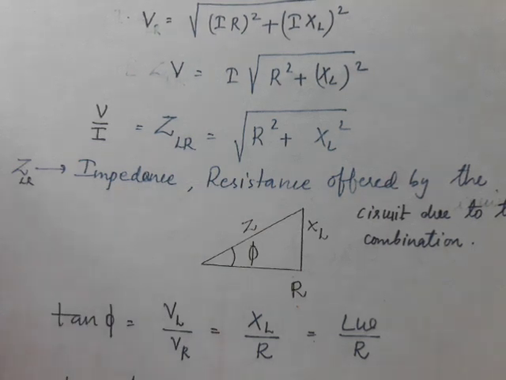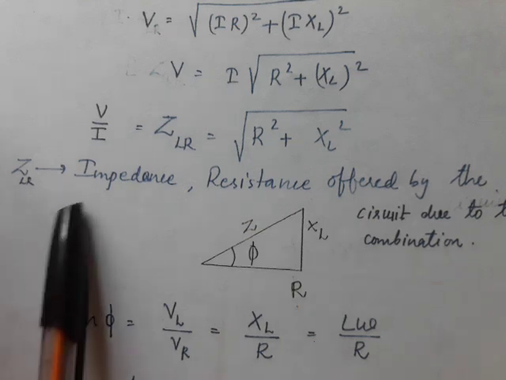So impedance is the effective resistance or effective reactance offered by the inductor and a resistor together. When AC flows through the inductor and resistor together, what resistance they offer, that is called impedance.